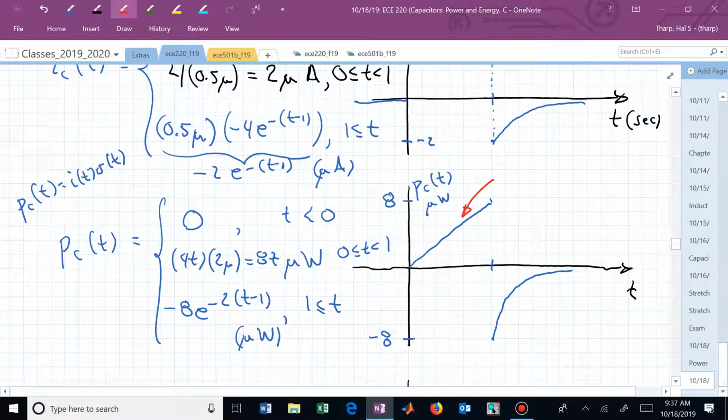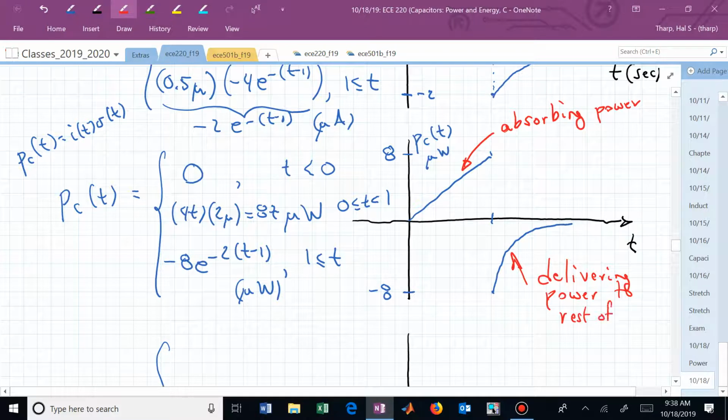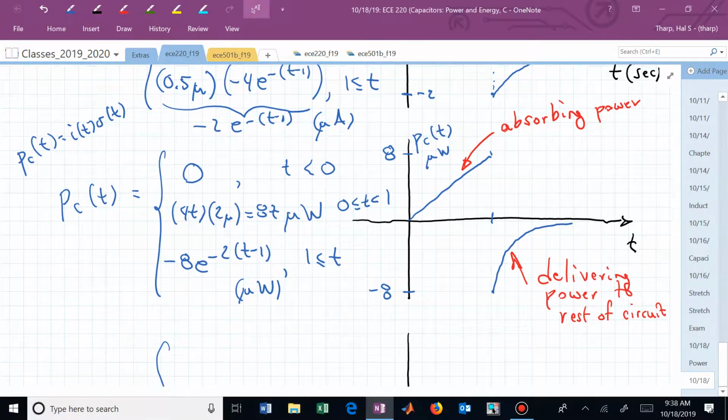Here we are absorbing power. And in this segment of time, we are delivering power from our capacitor to the rest of the circuit. And then we can do our energy.